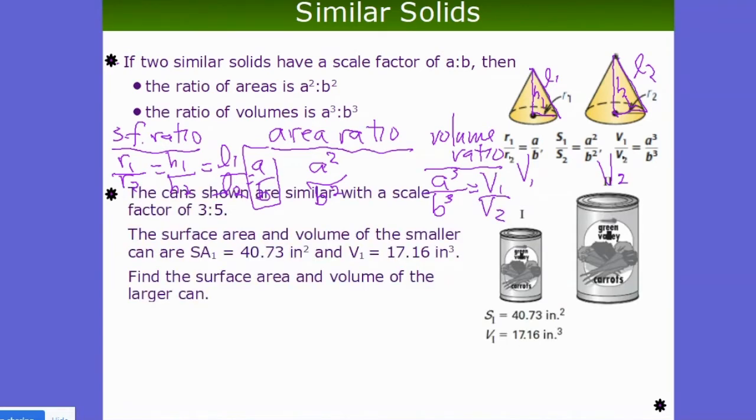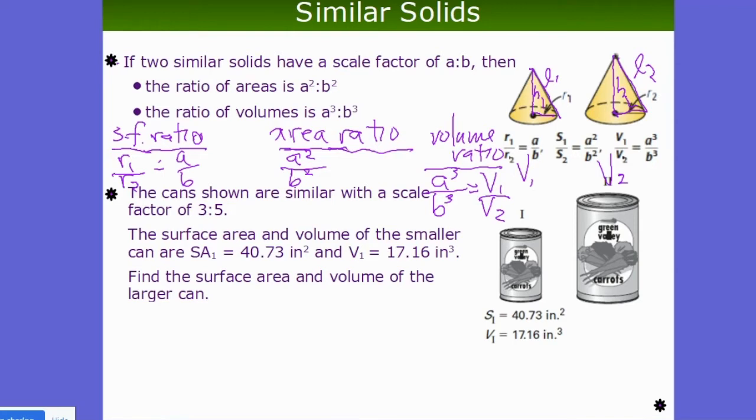So it would be helpful to look at an example here, and I'm going to erase a little bit just because it's getting in the way. So scale factor ratio A to B, and surface area ratio A squared to B squared. Here is an example. I've got two canned products here. The cans shown have a scale factor ratio of 3 to 5.